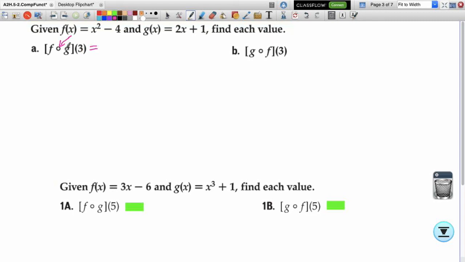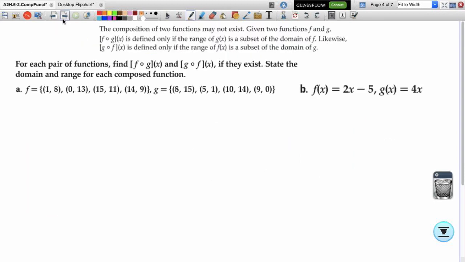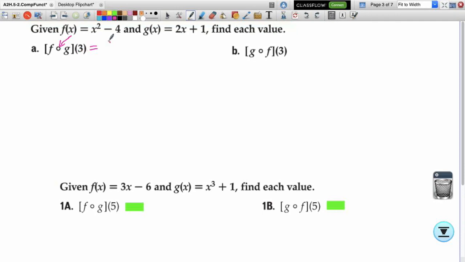So we could start off by rewriting this. We're not going to plug 3 into our f and 3 into our g and then do whatever with this. If we look back at our actual definition, we're going to take whatever that value is, plug it into g, solve it, and then plug that into the f. So we're going to rewrite it as f of g of 3, which means we plug the 3 in for g and solve, and then plug that into the f. So I'm going to take my g function, 2x plus 1, and rewrite it with my 3 in there. So g of 3 equals 2 times 3 plus 1.